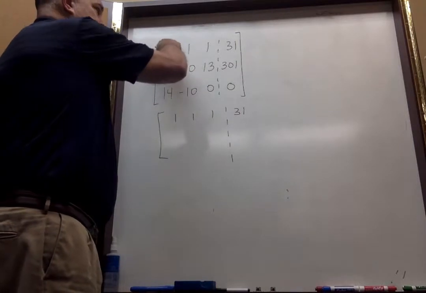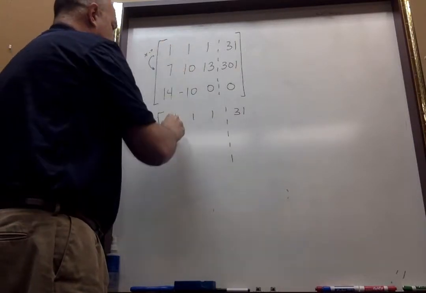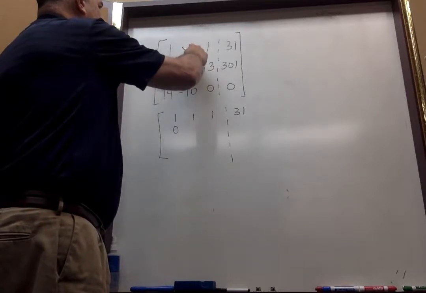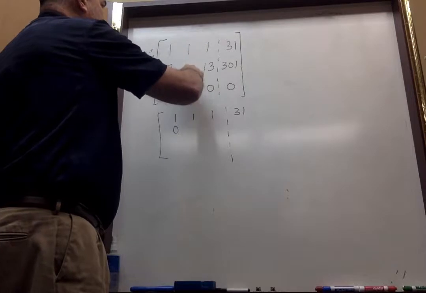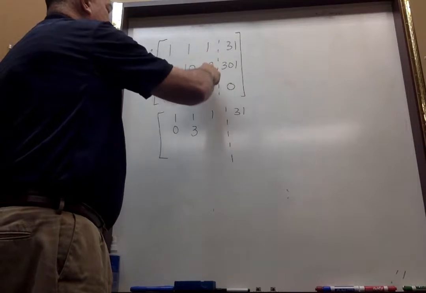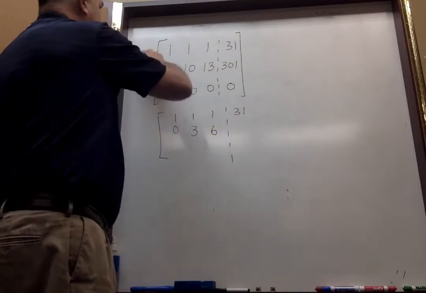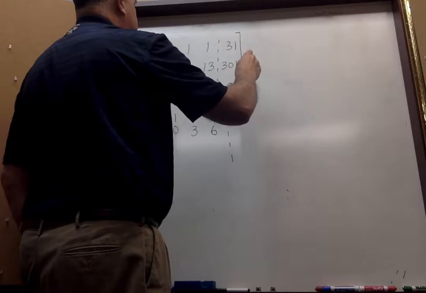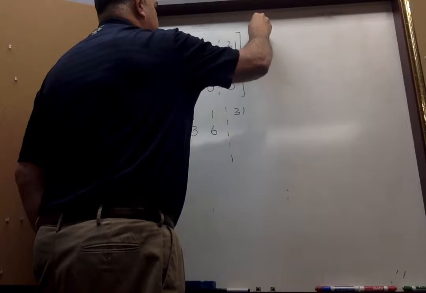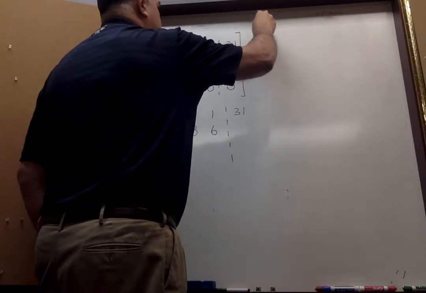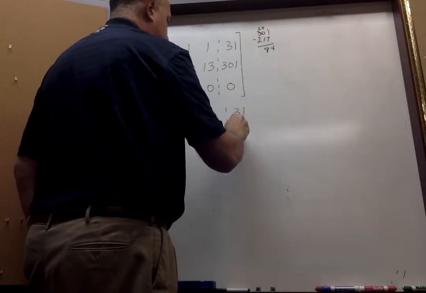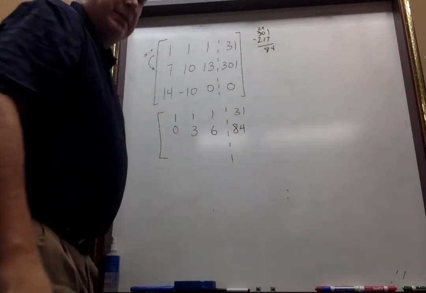So -7 times 1 is -7 plus 7. There's my 0. -7 times 1 is -7 plus 10 is 3. And -7 times 1 is -7 plus 13. So that becomes a 6. And -7 times 31, what's that? -217. And I'm going to add it to 301. And that looks like an 84. Okay, so I got my 0 there.